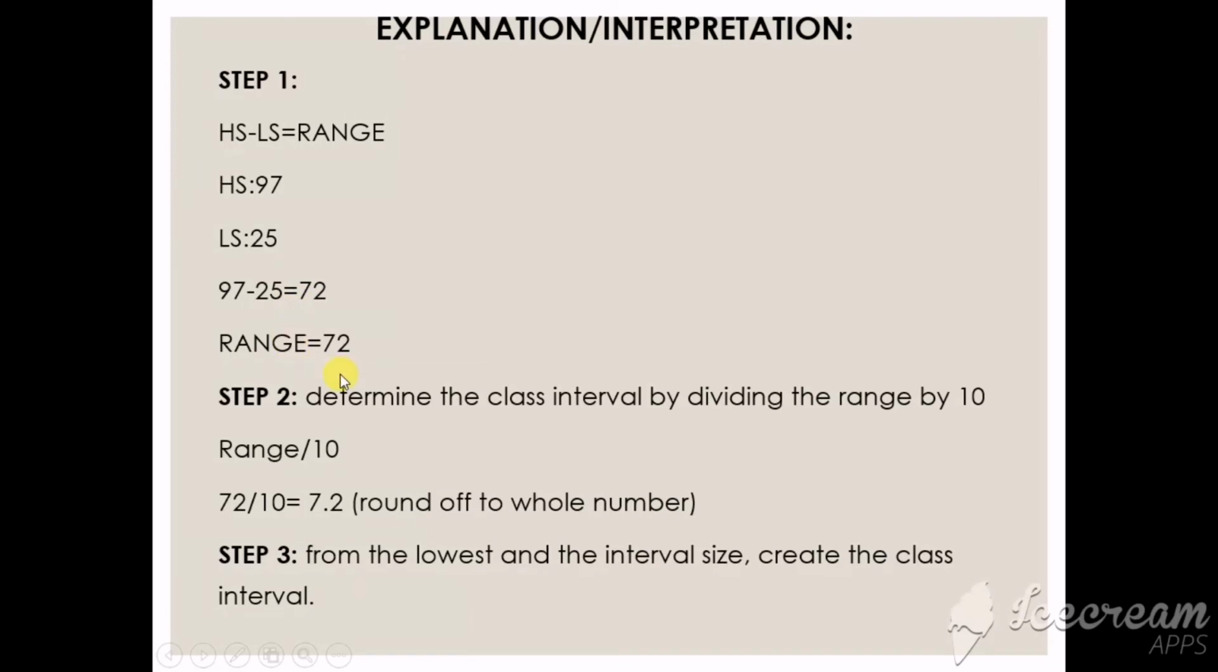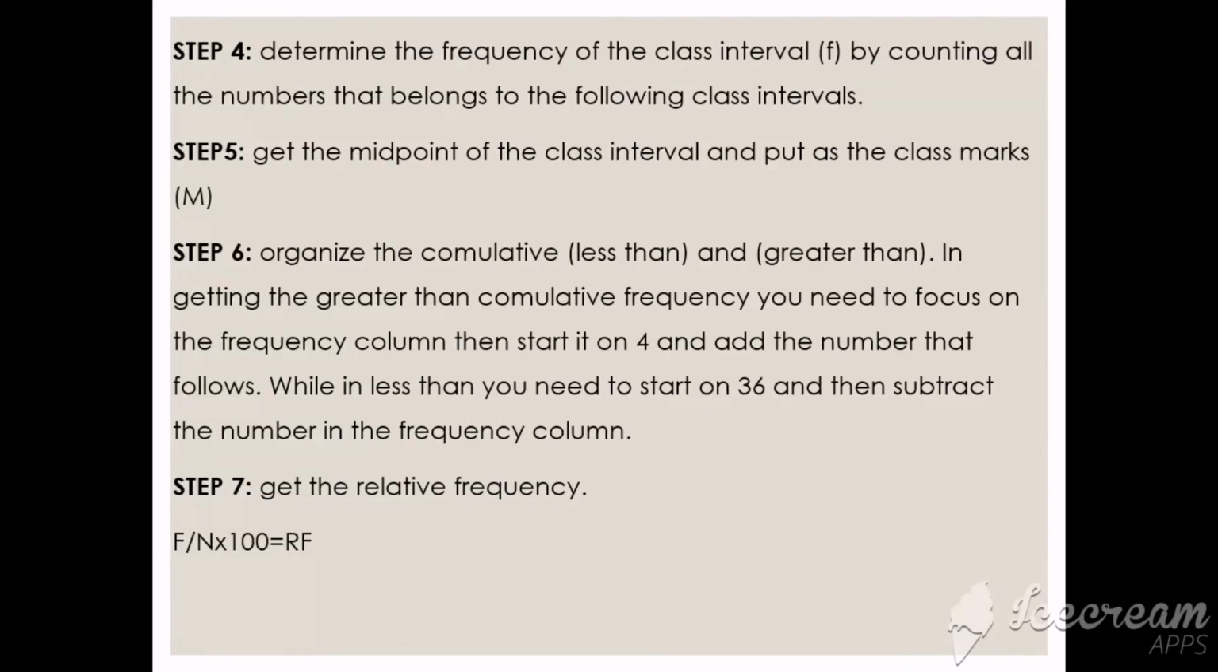Step 2, determine the class interval by dividing the range by 10. So, range divided by 10, which is 72 divided by 10, is equal to 7.2. So, round off to the whole number, meron tayong 7. So, yan yung ginamit natin para ma-determine yung class interval natin. Step 3, from the lowest and the interval size, create the class interval. So, ayun na nga yung ginawa natin.